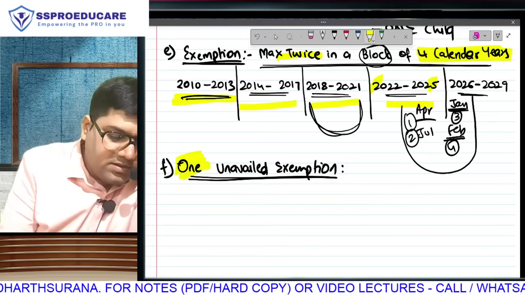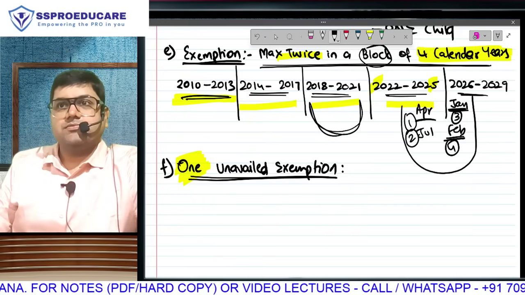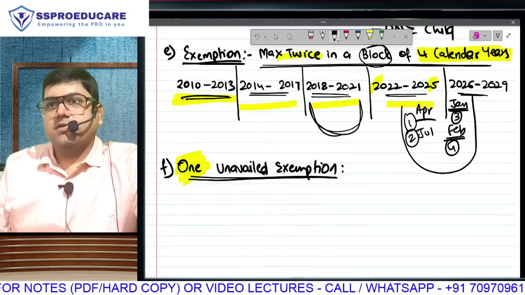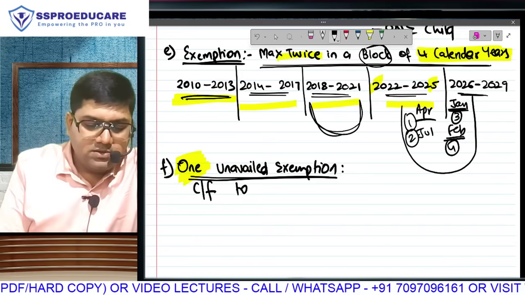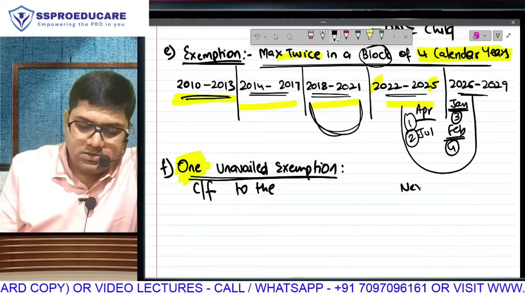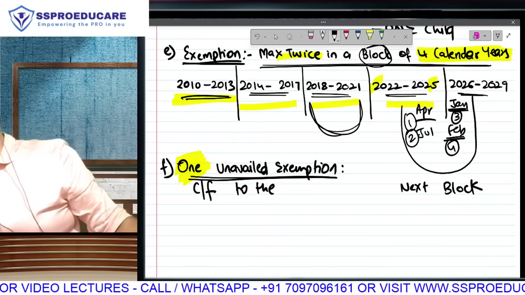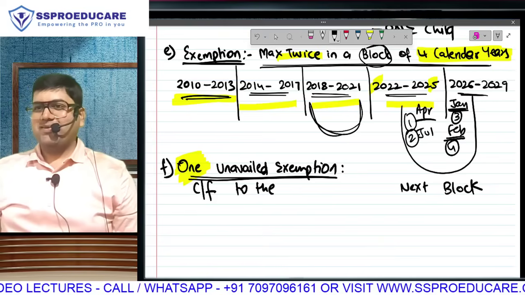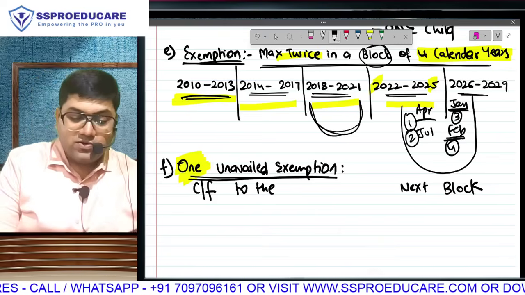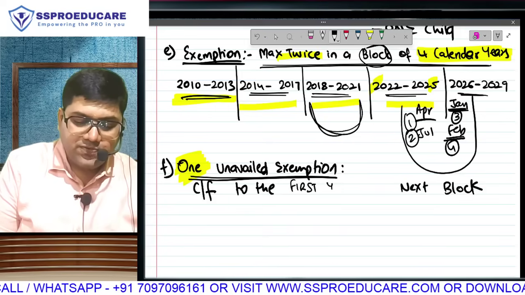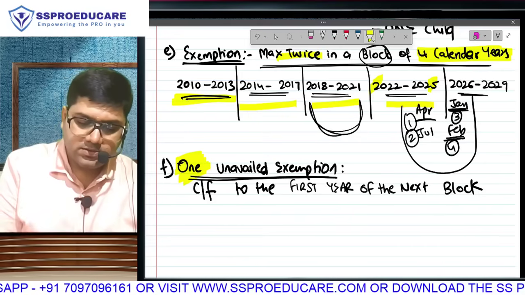But only one. Listen, in the full block, if you don't avail any exemption, one will lapse. The other, any one, you can carry forward to the first year of the next block.